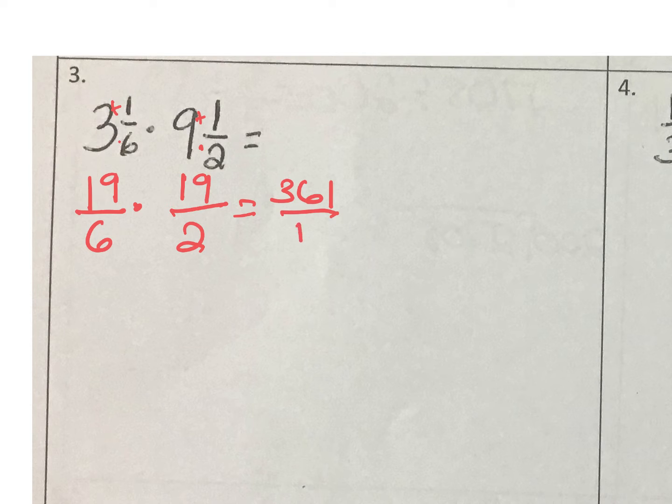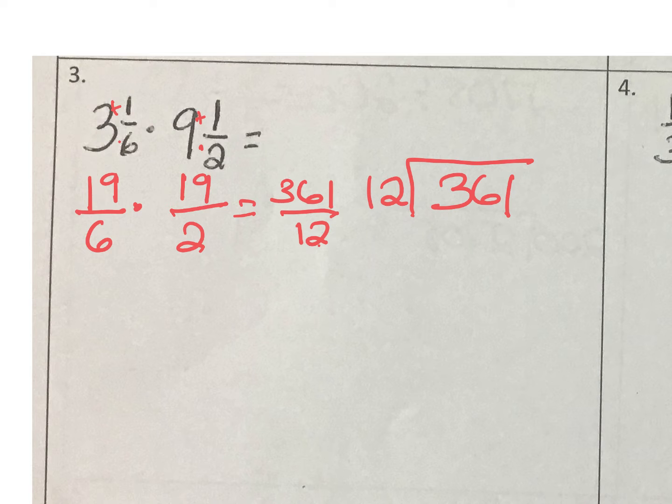6 times 2 is 12. Very much an improper fraction. So I don't think 361, this is odd, and 12 is even. So I can't divide by 2. I could try maybe 3 or 4, but I know that they don't go in there. So let's just divide this. So I take my 361 divided by 12.